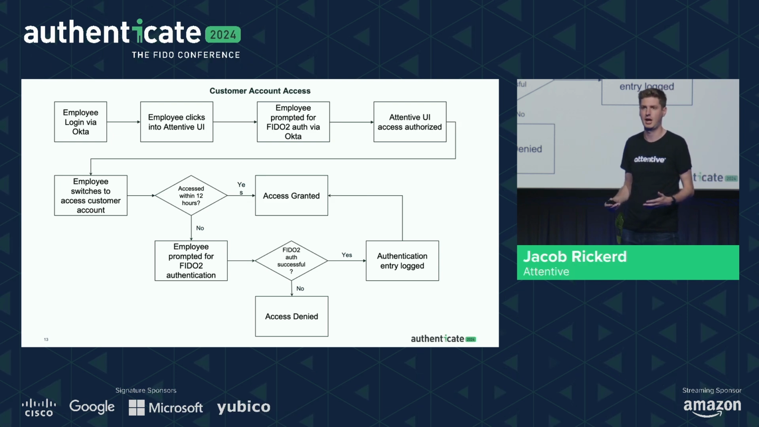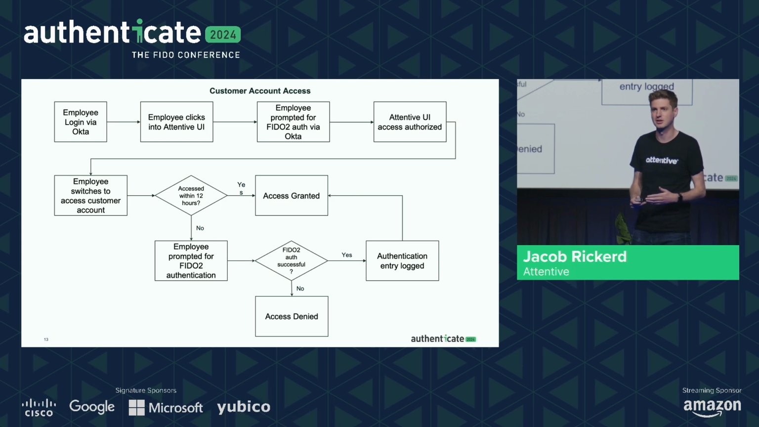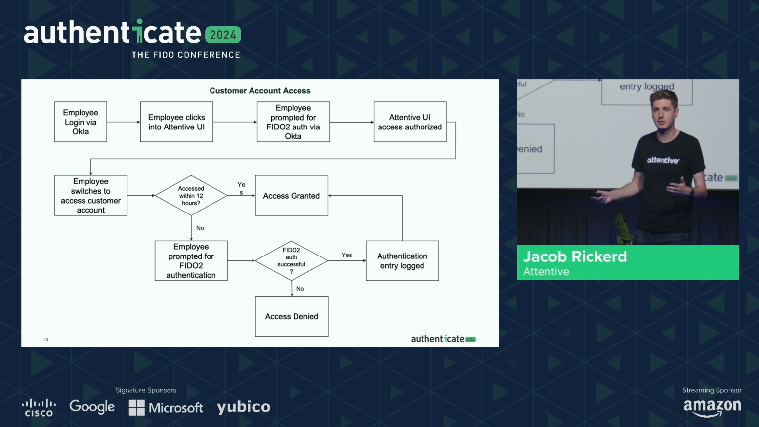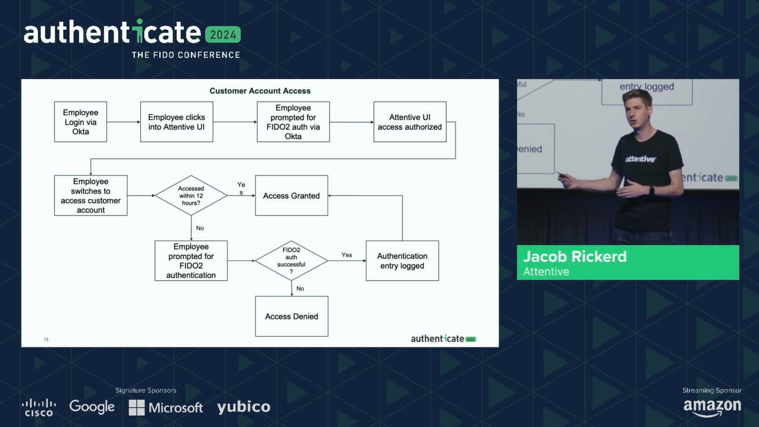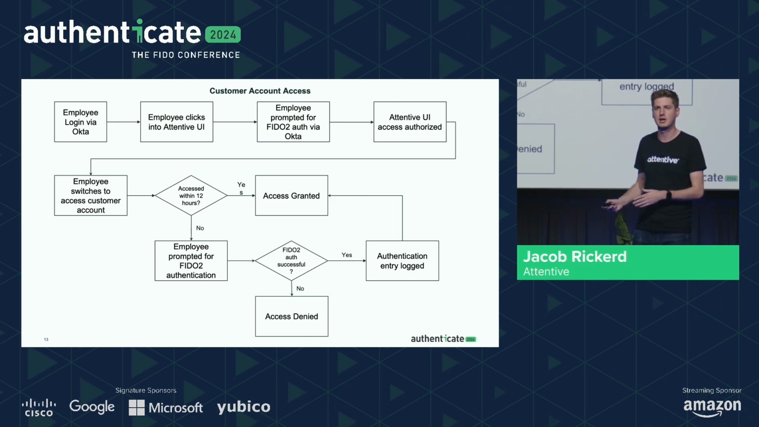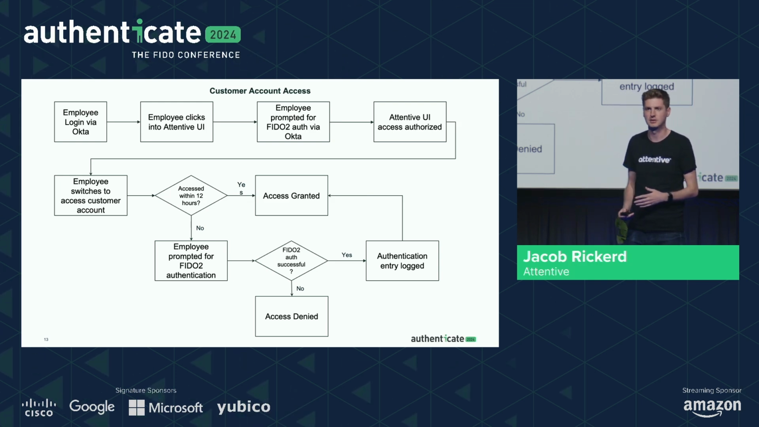Then they're going to start the flow to switch into a customer account, and here a system check is going to happen. It's going to ask, hey, have they accessed this customer account in the last 12 hours? If they have, everything's good and they can access it. But if they haven't, it is going to prompt them for a FIDO2-based auth. Here, if they complete it, we record that, and then they're able to access that account for the next 12 hours. But if that fails, access is denied.